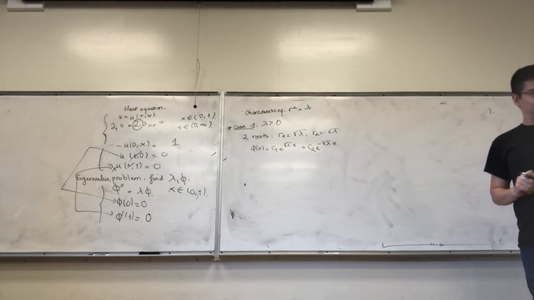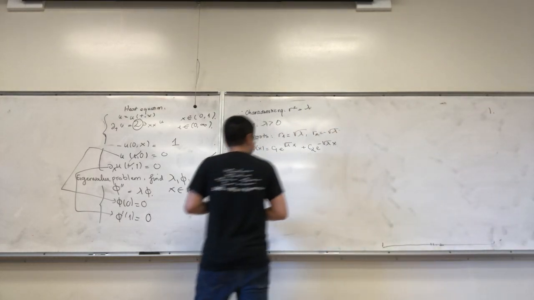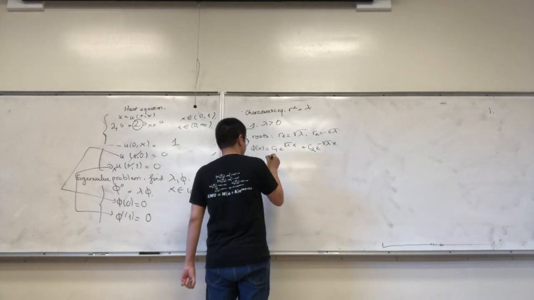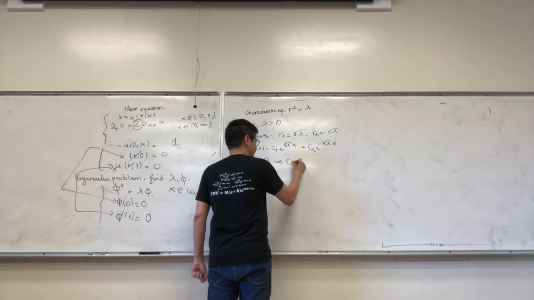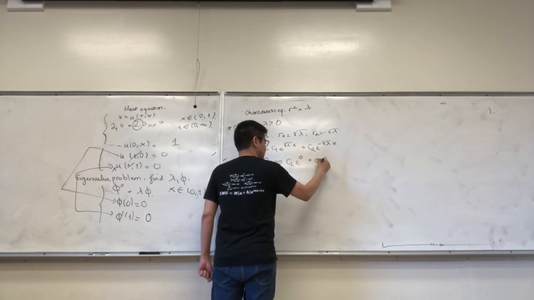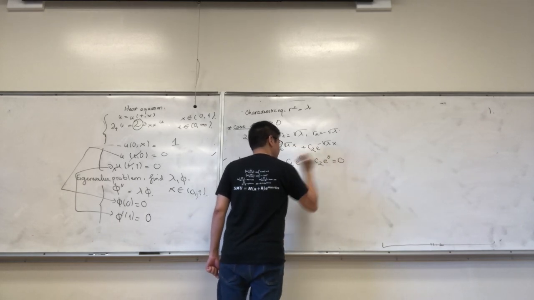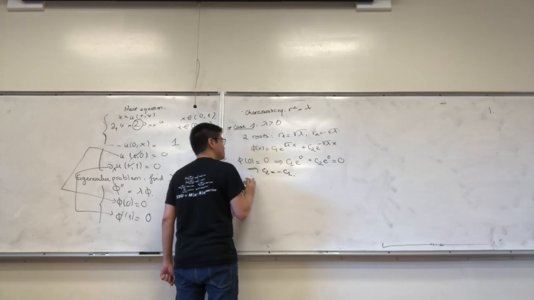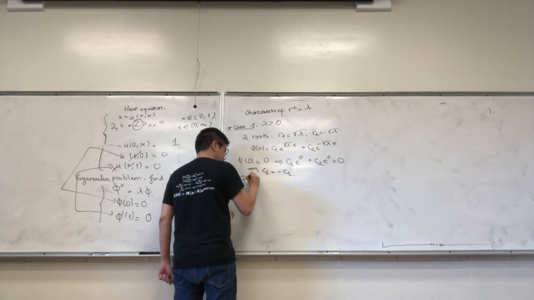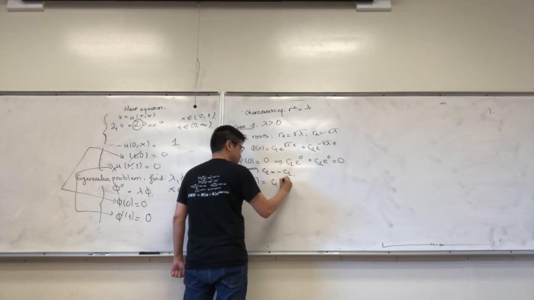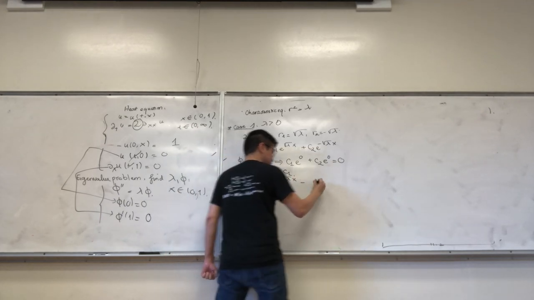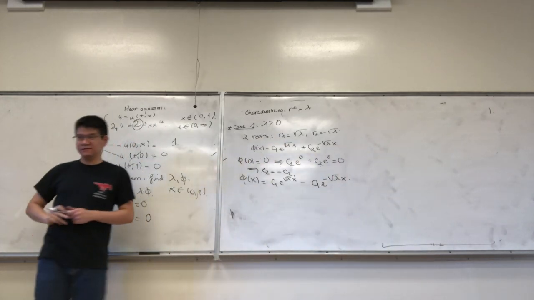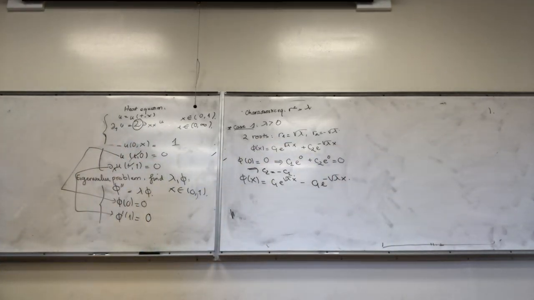Phi of 0 will be 0, which means that c1 e to the 0 plus c2 e to the 0 is 0, which means that c2 is minus c1. So in this case, you have phi of x is c1 e to the square root of lambda x minus c1 e to the power minus square root of lambda x. Right? What is the next step?